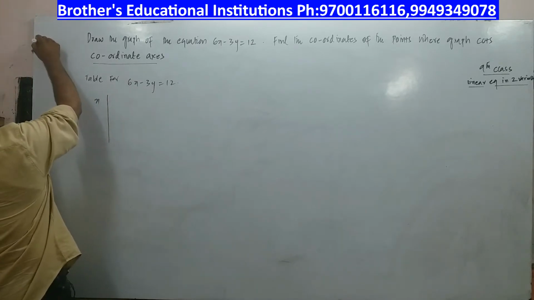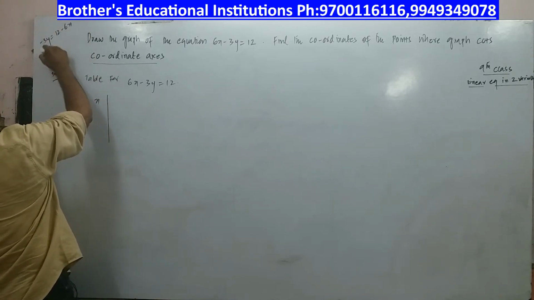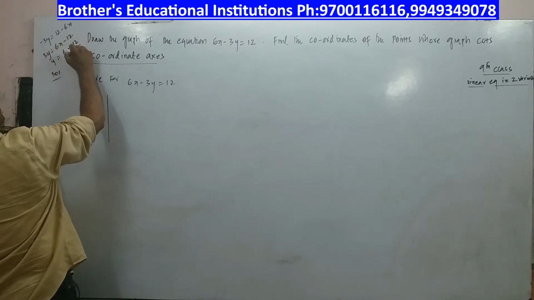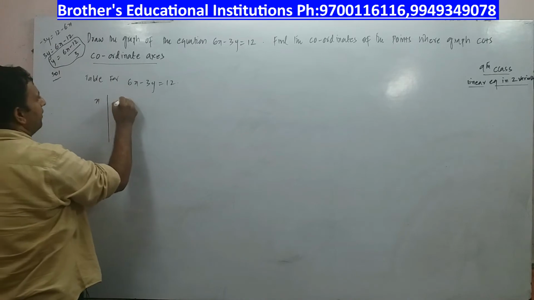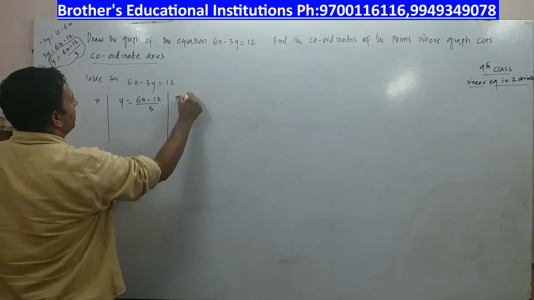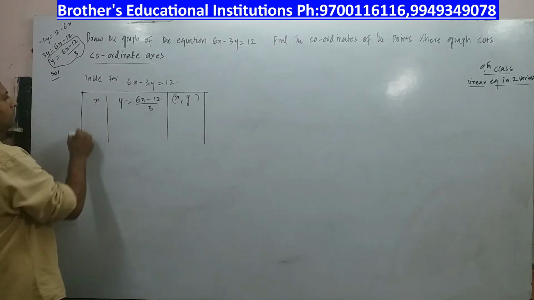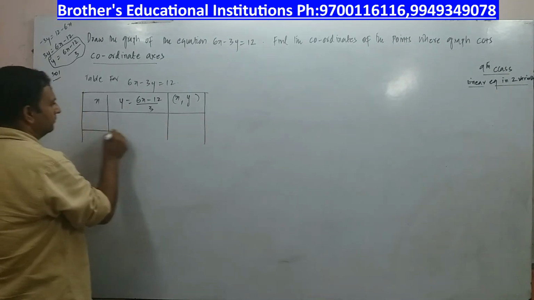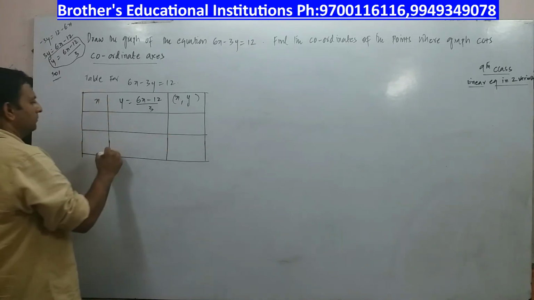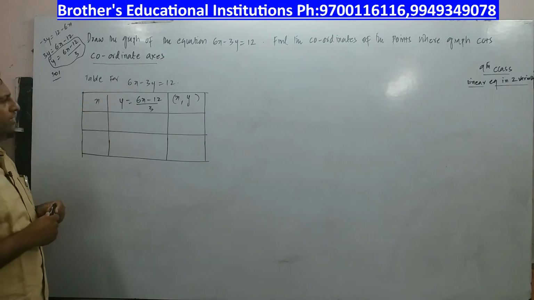So in the rough work, minus 3y is equal to 12 minus 6x, multiply by minus sign. 3y is equal to 6x minus 12, y is equal to (6x minus 12) by 3. Alright, so I will write y is equal to (6x minus 12) by 3, followed by x comma y. Now, two values are sufficient for us to draw the line 6x minus 3y is equal to 12.